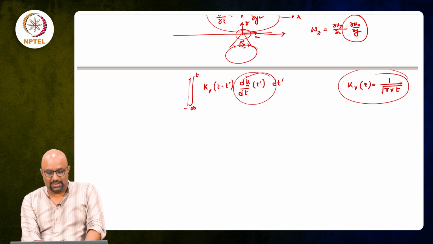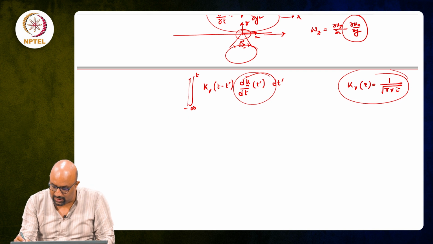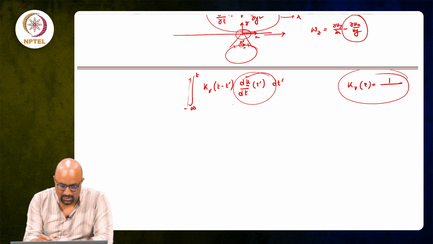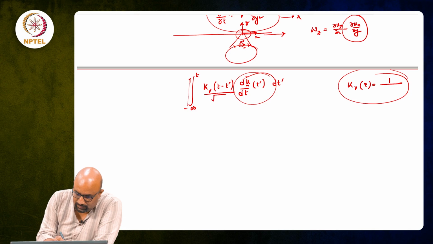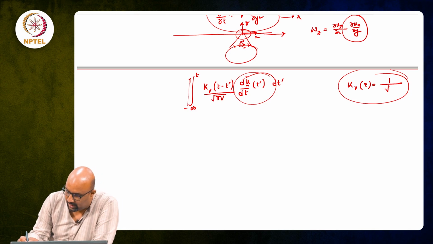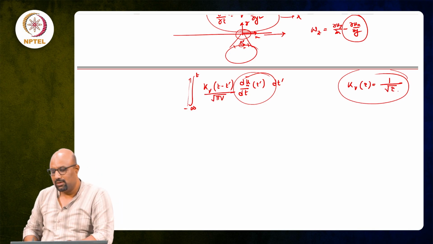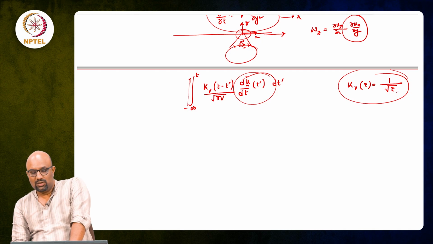Now, the question is, if you look at this particular kernel, this kernel is actually going as 1 by root t. I am using tau here. So, I am just going to write the time dependence. This particular kernel is decaying as 1 by root tau.